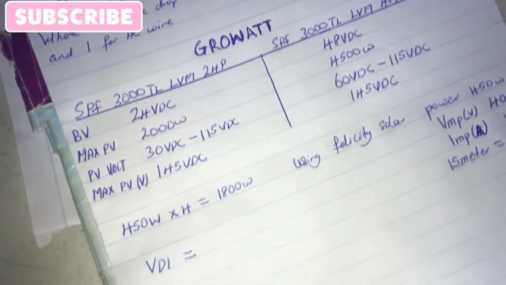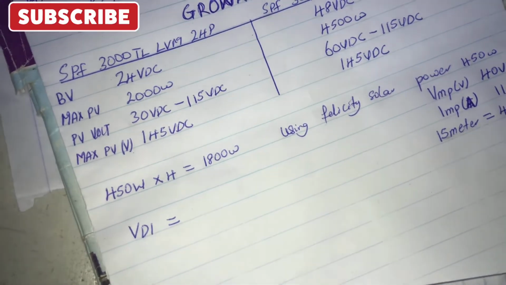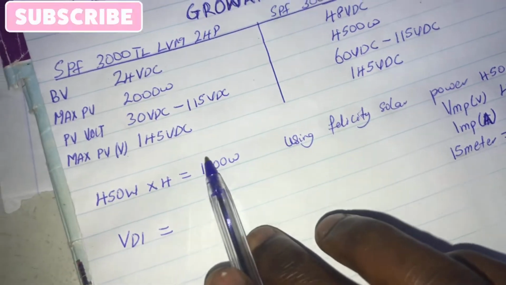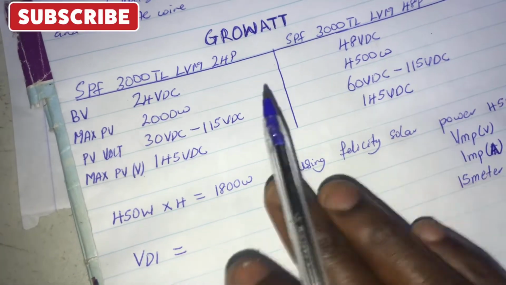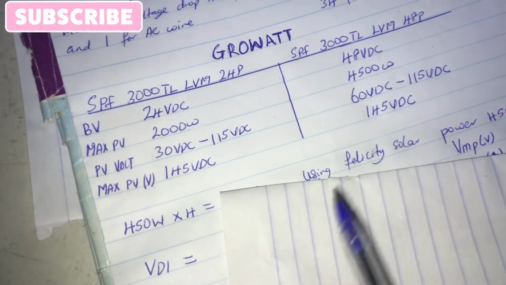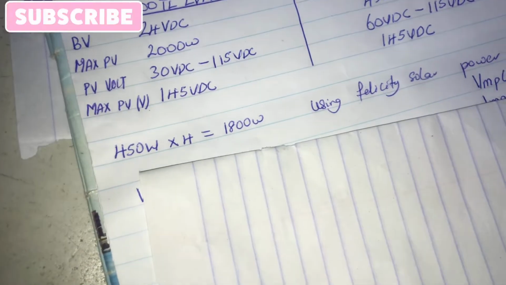Because what we are using is 450 watts, the maximum amperage two of them can take is 80 amps. So the charge controller is 80 amps. So with this, we are going with a connection of 2 series.